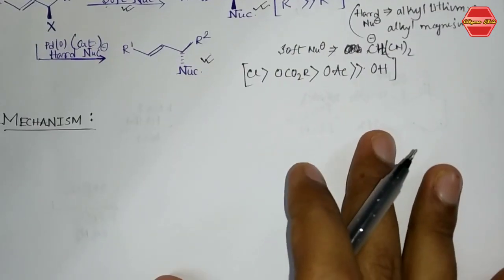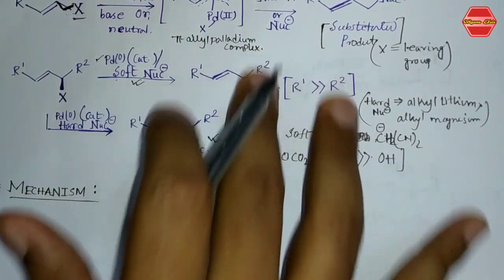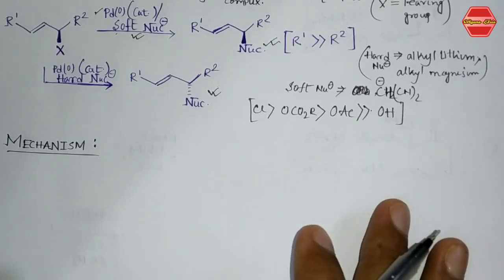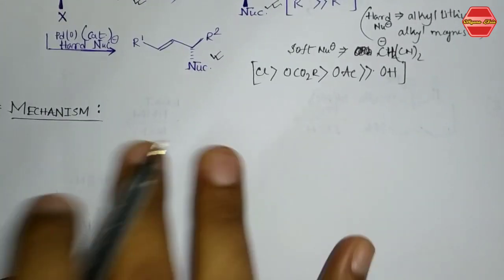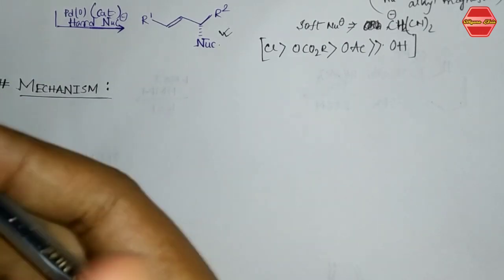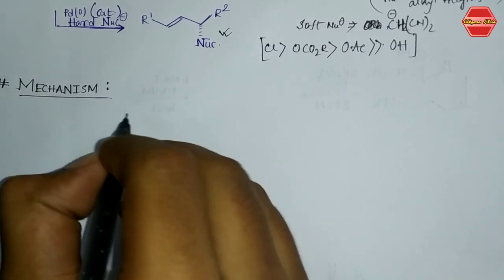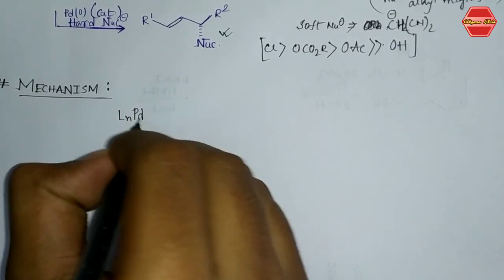Now let's see the mechanism. That is quite important for this reaction, because this is new to you: the pi allyl palladium complex. How will this pi allyl palladium complex be formed? I will show you here. We know that you can use palladium 0, or you can use a palladium 2 precatalyst, so we have to reduce this palladium 2 to palladium 0. So now we are starting with this Ln palladium 0.